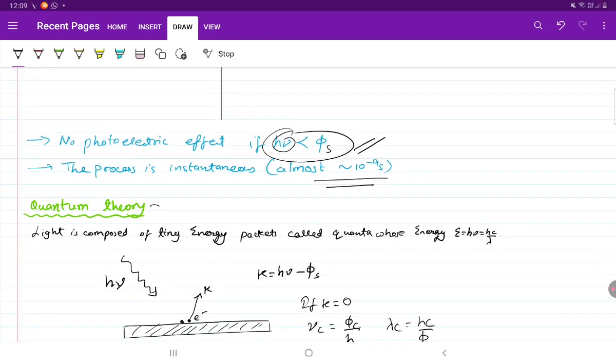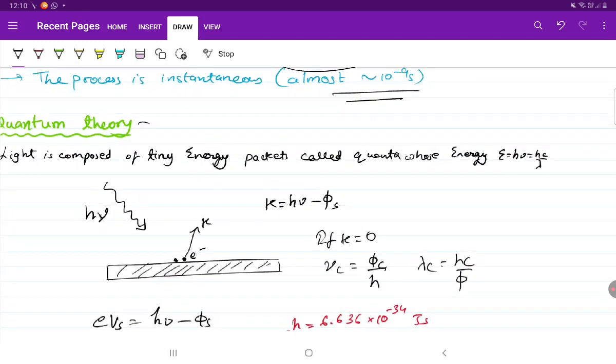Quantum theory was proposed by Max Planck, and it says that light is composed of tiny particles called quanta, or quantum, whose energy is given as h times nu, where nu is the frequency of the photon or the light source, and it can be further written as hc by lambda. Lambda is the wavelength of the light.